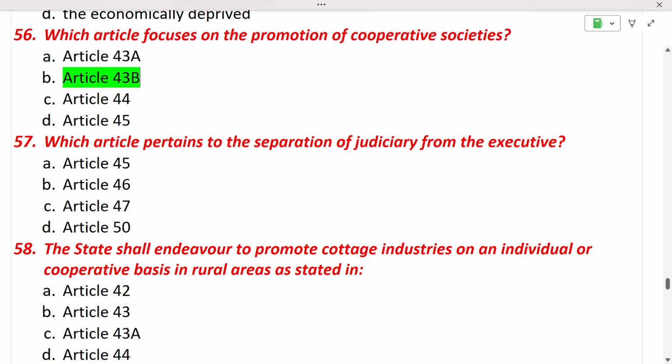Next, question number 57. Which article pertains to the separation of judiciary from the executive? Option A, Article 45. Option B, Article 46. Option C, Article 47. Option D, Article 50. So the answer is D.